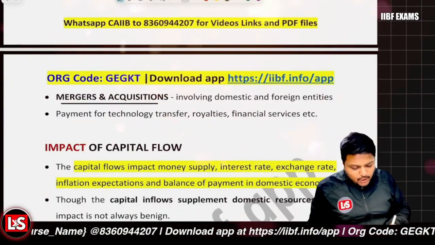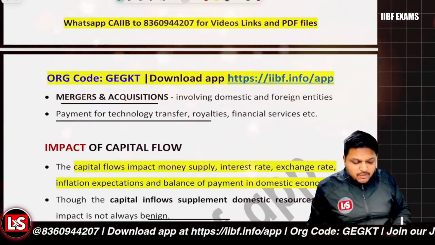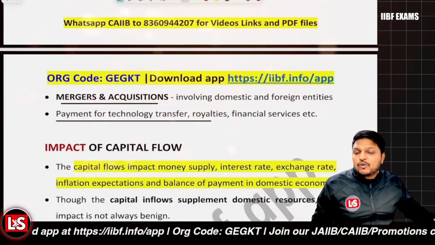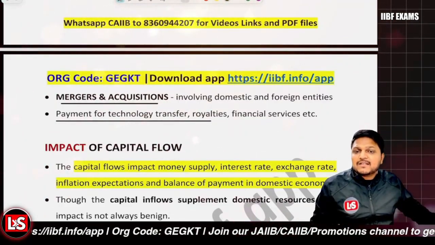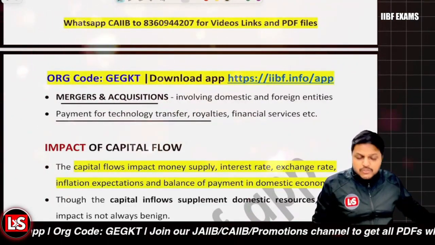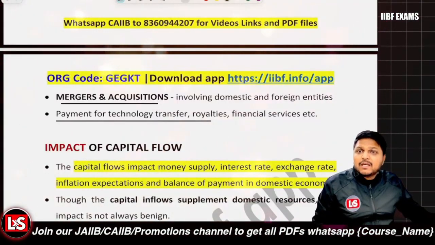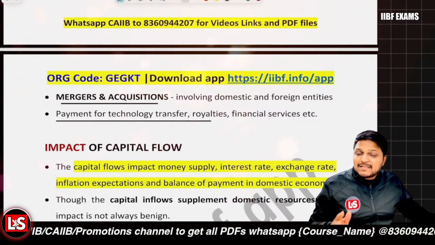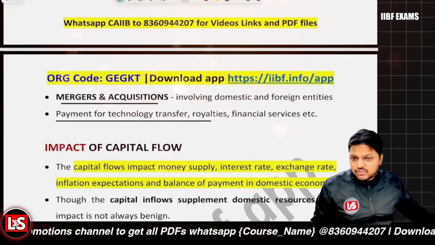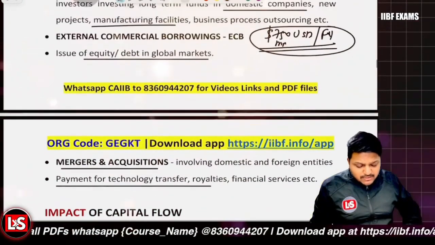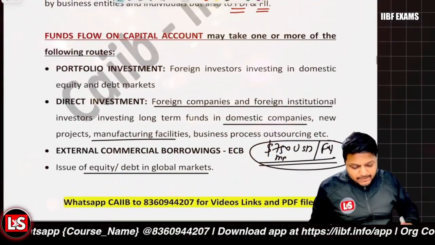It could also be related to payment for technology transfer or royalty payments, IPR, meaning intellectual property rights, or financial and consulting services, right? So if there is knowledge transfer and technological advancement, the payment for the same also amounts to capital account transactions. So these are the different routes for capital account transactions.